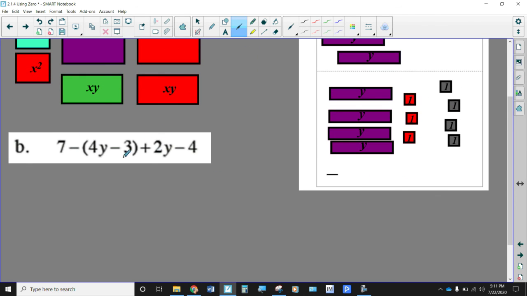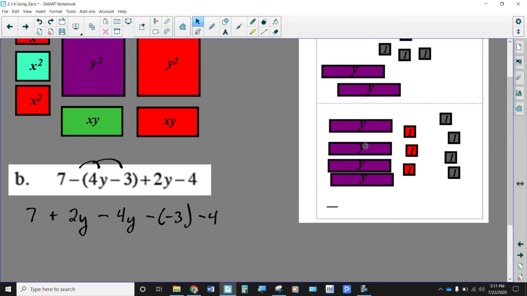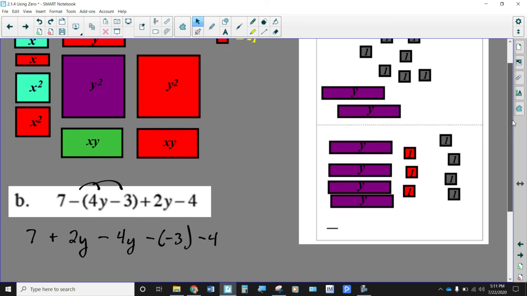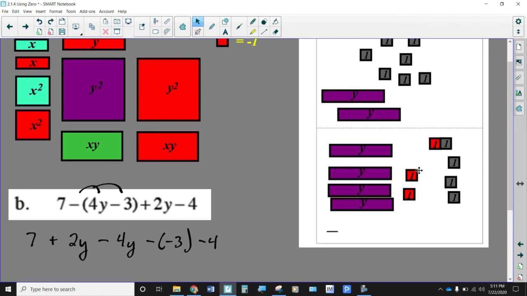Let's put these two terms together, 7 plus 2y, right? Use commutative property. And then we're going to take away the 4y's and also take away the negative 3 before completely subtracting away the 4. Now, do we see any 0 pairs here? I see that we've got some zeros down here that we could take away. So those would go away.